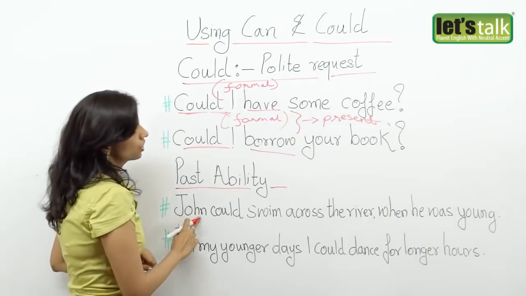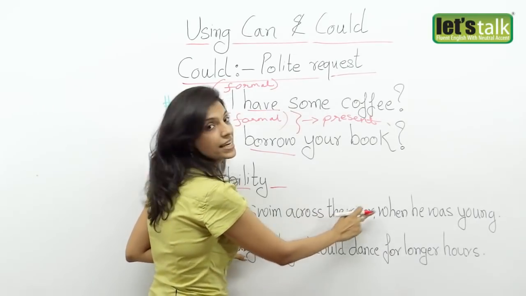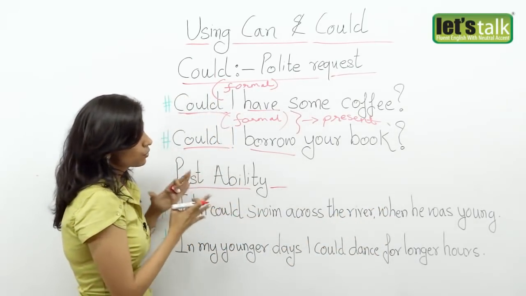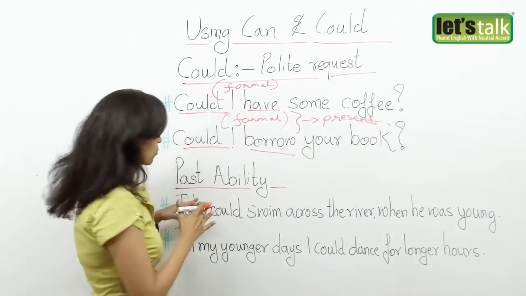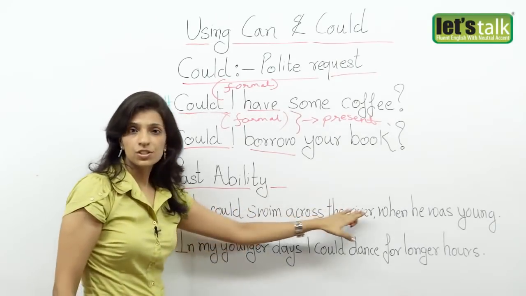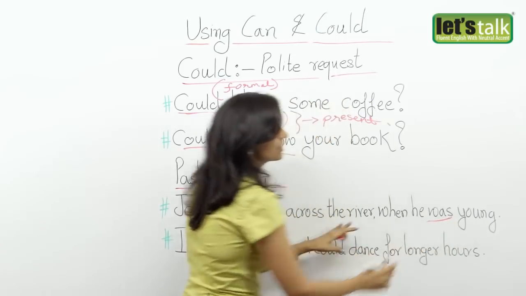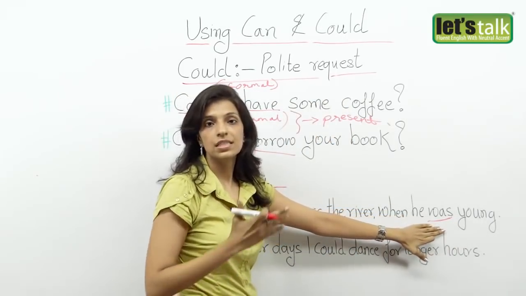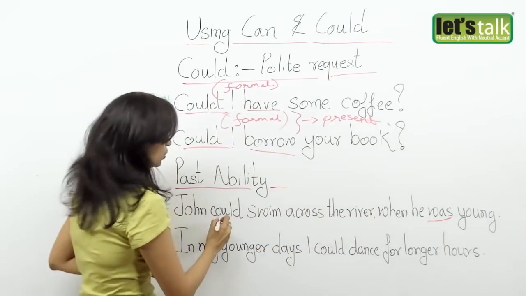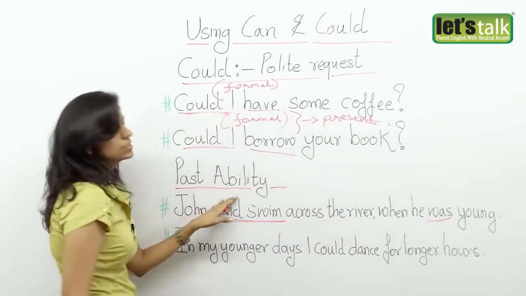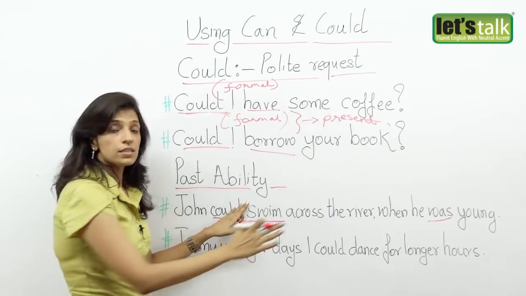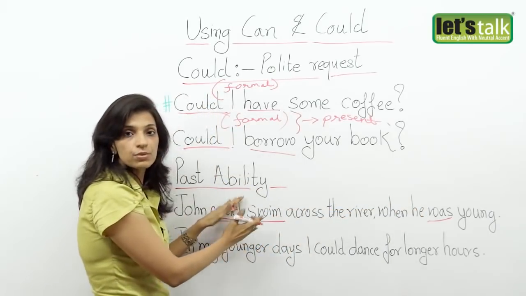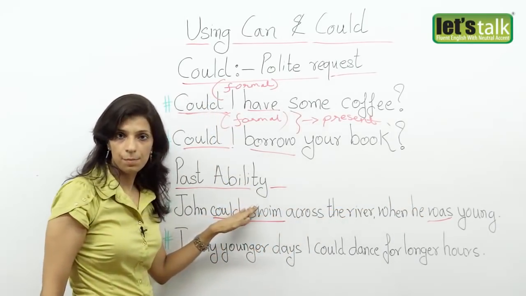Alright. So in my example, John could swim across the river when he was young. Now if you can see, I'm talking about probably John is now a grown up boy. We're talking about when he was a child. So here you will have an indication or something that will say that the time period was in the past. Alright. So John could swim. So here this is a past ability. When he was a child, he could do something. He was capable of doing this in the past.